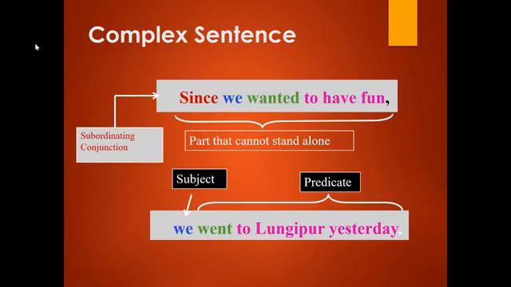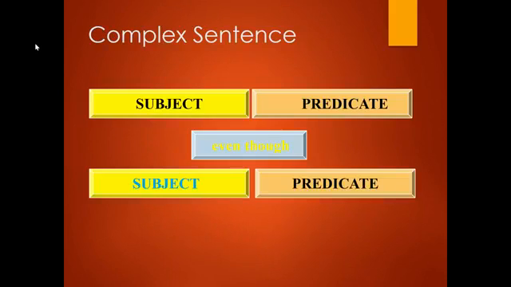It is a complete clause. We went to Lungipur yesterday. So that is how a complex sentence works, right? Where you have two parts, but unlike compound sentences, these two parts are not always independent. The first part or the second part might be independent and the other part is dependent on it, right?